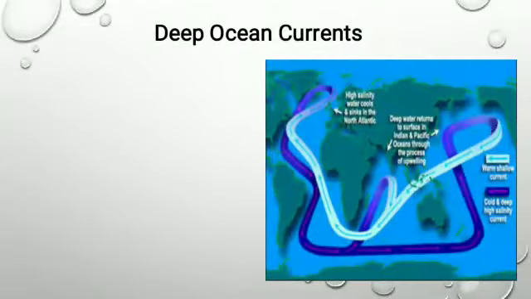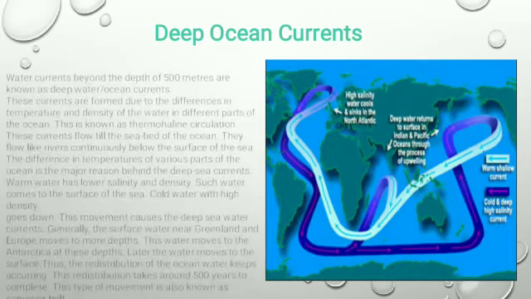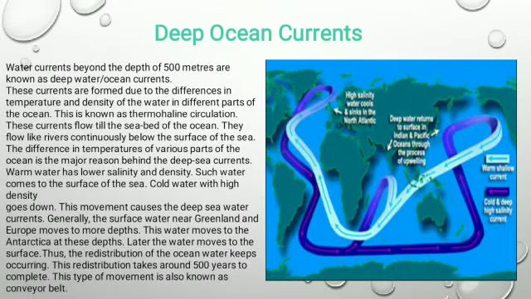Today we are going to learn deep ocean currents. From the name only, you can imagine what deep ocean currents are. That is the flow of ocean water below the depth of 500 meters of the ocean surface. Water currents beyond the depth of 500 meters are known as deep ocean currents. The currents are formed due to the differences in temperature and density of the water, as we have seen earlier. This is known as thermohaline circulation.